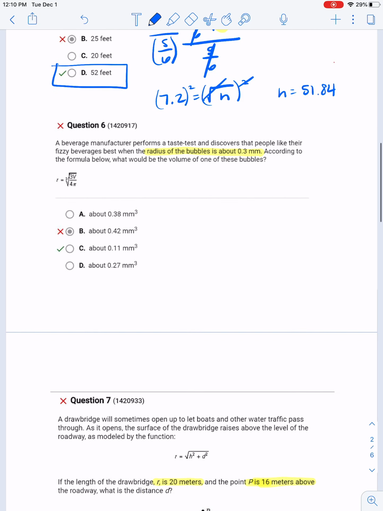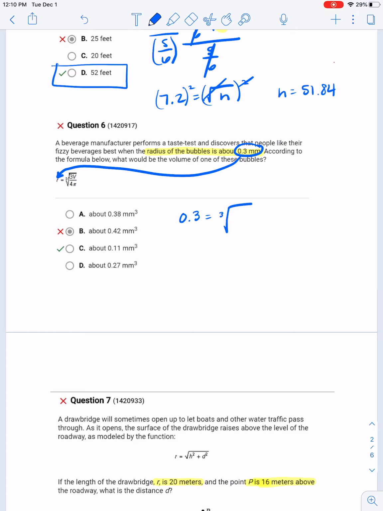All right, number 6. A beverage manufacturer performs a taste test and discovers that people like their fizzy beverages best when the radius of the bubbles is about 0.3 millimeters. So if you look at your formula, this 0.3 millimeters is the radius. We plug that in there, so 0.3. According to the formula below, what would be the volume of one of those bubbles?